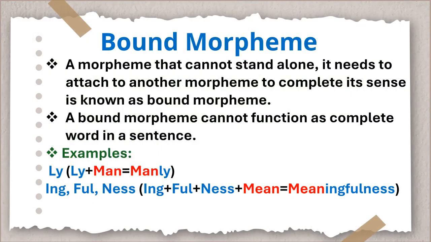Next is bound morpheme. It is a morpheme that cannot occur independently as a word. It must attach to a free morpheme to function in a sentence and to complete its meaning. For instance, the bound morpheme ly cannot stand alone until it is attached to a free morpheme such as man, forming the word manly, which can then function in a sentence and express meaning. Similarly, morphemes like ing, ful, and ness are bound morphemes because they depend on free morphemes for meaning. When they attach to a free morpheme like mean, they form meaningful words such as meaningfulness and can stand as complete expressions in language.